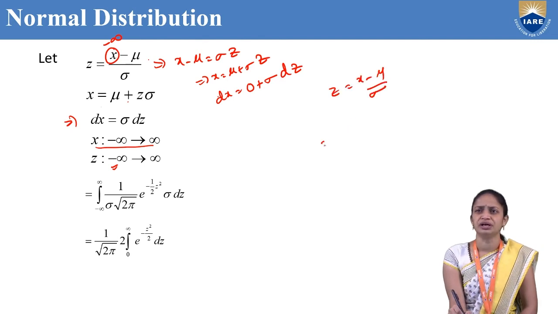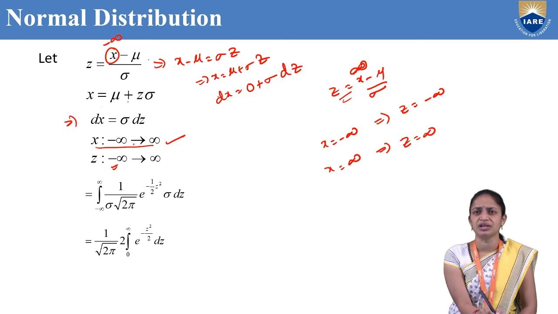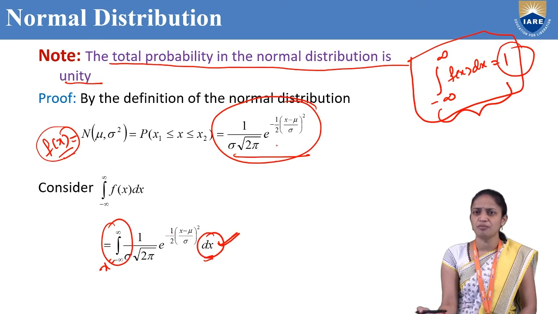If I substitute x equal to minus infinity, then z is also minus infinity. If I substitute x equal to infinity, then z is also infinity. So x is from minus infinity to infinity, which means z is also from minus infinity to infinity. Now substitute all these values in the above equation.